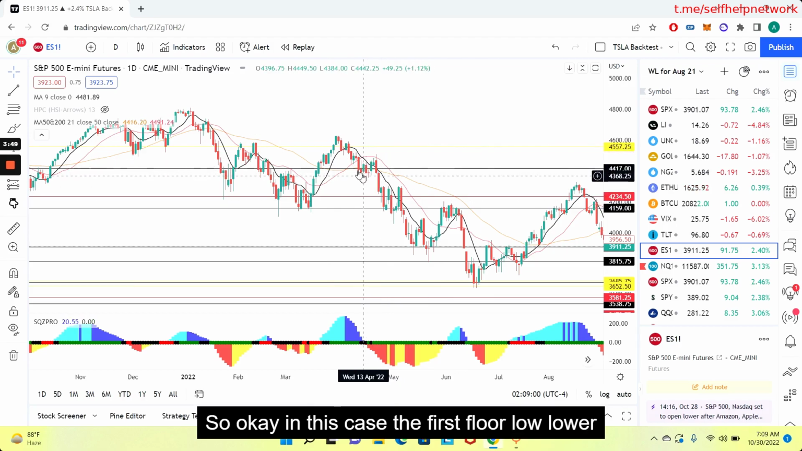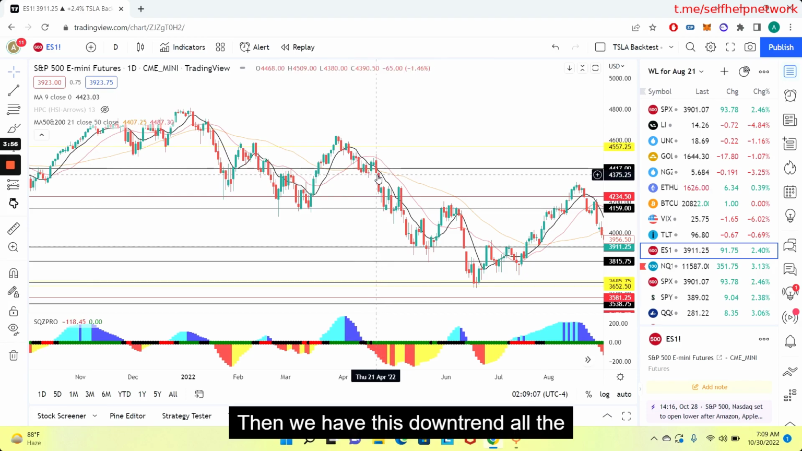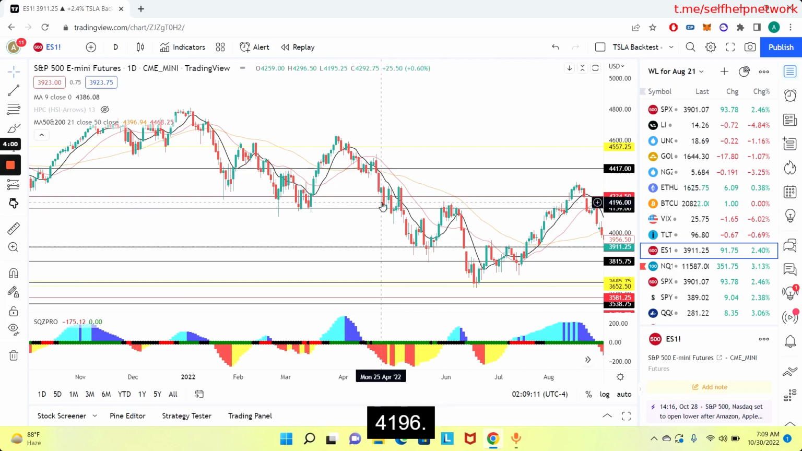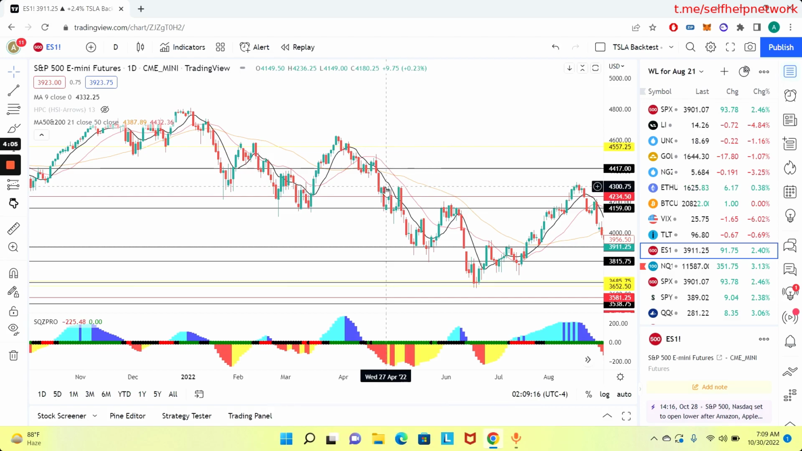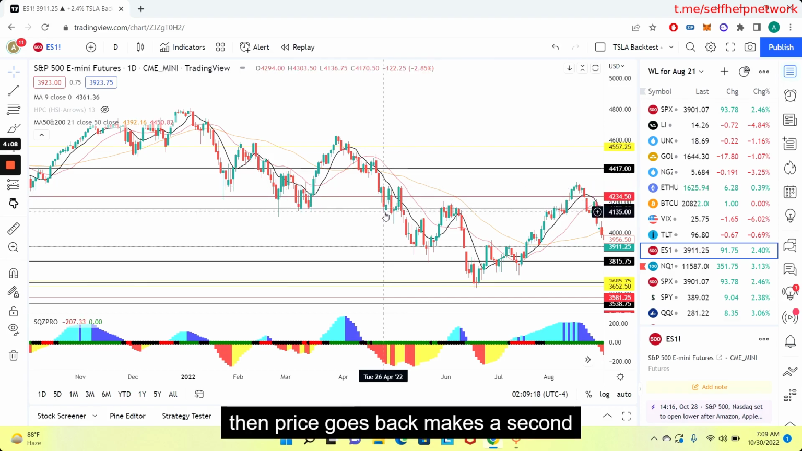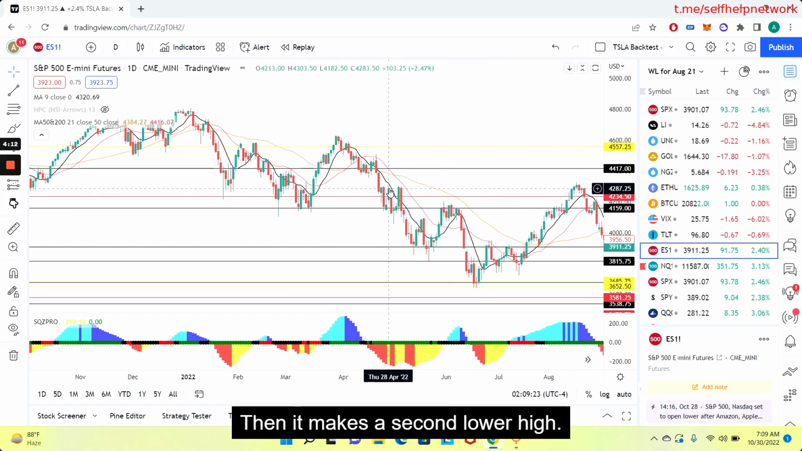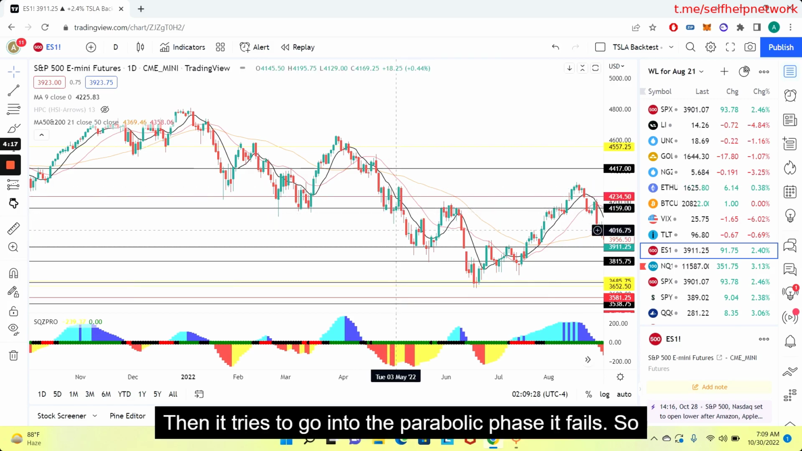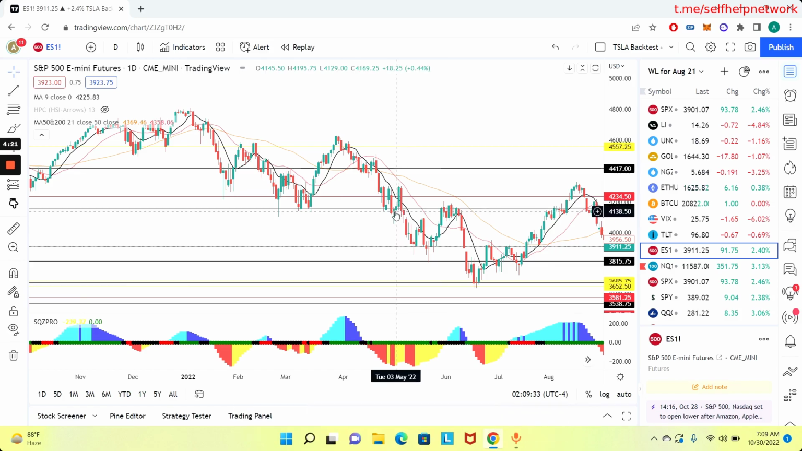So, okay, in this case, there's the first lower low, lower high. After that, we consolidate. Then we have this downtrend all the way from 4375. We make the first lower low here, 4196. First lower high around 4300. Then price goes back, makes a second lower low. Okay. Then it makes a second lower high. Then it tries to go into the parabolic phase. It fails. So in this case, at this time, the 9 MA downtrend is over.